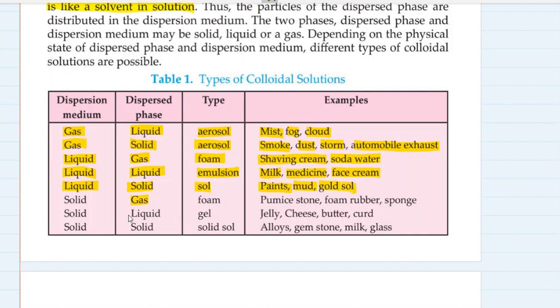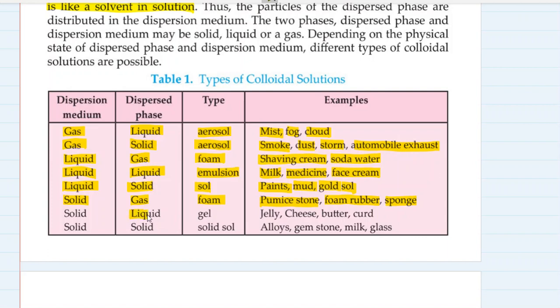When gas is dispersed in solid, gas inside solid, remember, it is known as foam. Pumice stone, you know pumice stone? It's a very lightweight stone which is used to rub the bottom part of your heels to remove the dead skin, just to do pedicure basically. Yeah, pumice stone, very light stone with holes in it. Foam rubber, that's also a type of foam. Sponge is a type of foam.